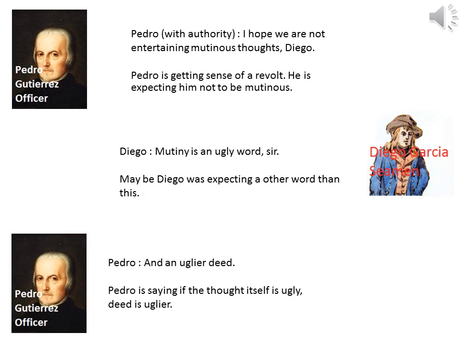Pedro senses something and with authority he speaks. I hope we are not entertaining mutinous thoughts, Diego. So he says that revolt-like thoughts are not to be entertained. That's what Pedro is saying to Diego. Diego says, mutiny is an ugly word, sir. Then Pedro says, and an uglier deed. So if you do it, it's a bad deed also. So don't do that. It is a kind of warning he is trying to give to Diego.